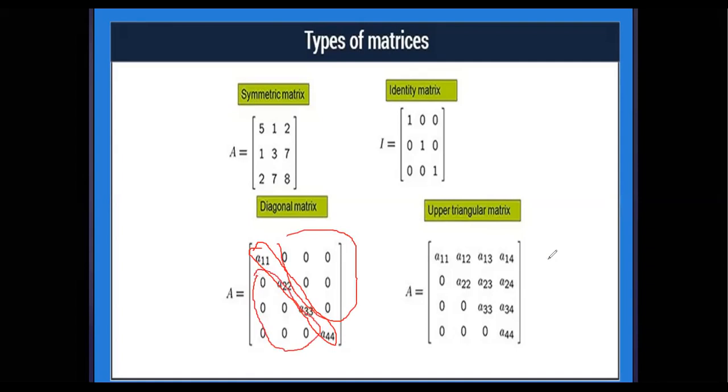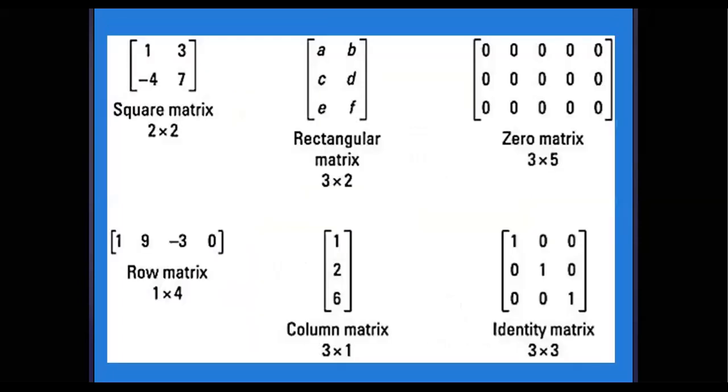Then we have seen upper triangular matrix earlier. So these are the examples of types of matrices. We have seen this in the last lecture. Now today we'll discuss more about this.